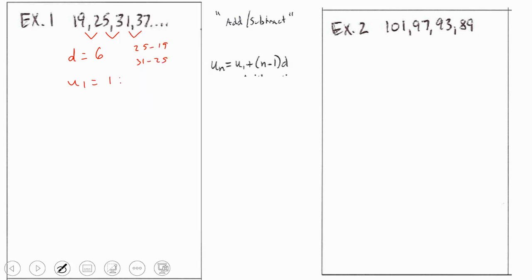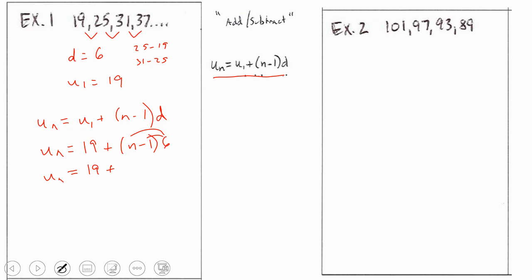So using our formula to write the general term formula, U sub n equals U sub 1 plus n minus 1 times d. So the first term is 19. We leave the n, and the common difference is 6. You can leave it like this. You can also distribute. Sometimes you'll see it distributed. So our nth term would be 6n plus 13.